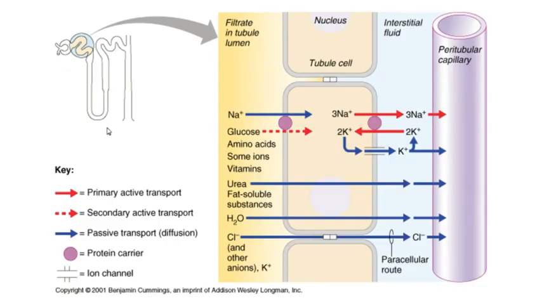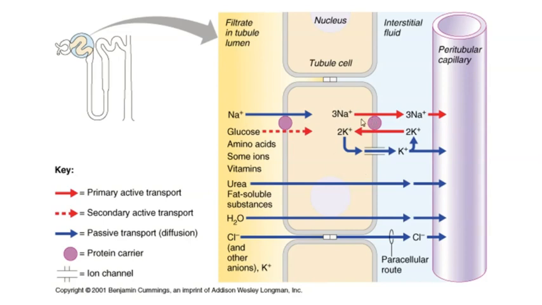And the reason why this happens, if we go back and circle this here, is that there are protein carriers in the apical membranes of our tubule cells, and those are located right here. This solid blue arrow indicates that sodium transport is by passive transport, or diffusion. And the reason why sodium is diffusing passively from the filtrate into the tubule cell is because of the action of our sodium-potassium pump over on the basolateral membrane.